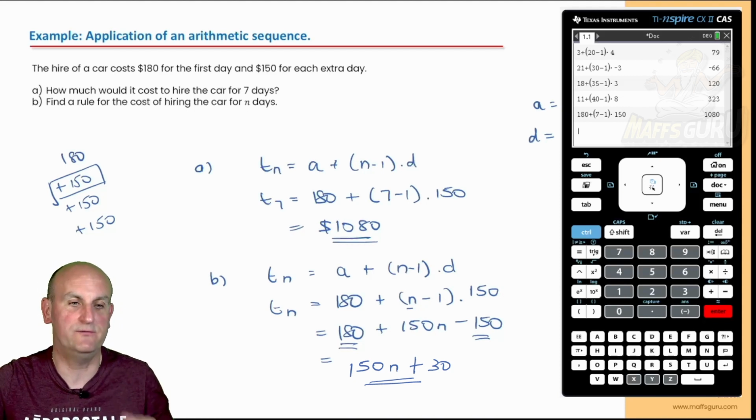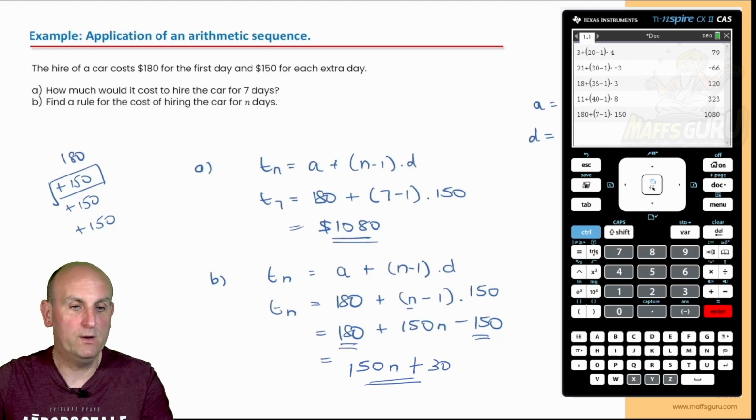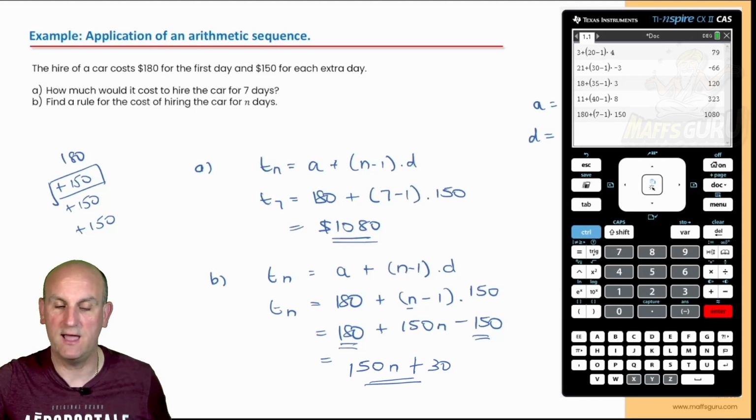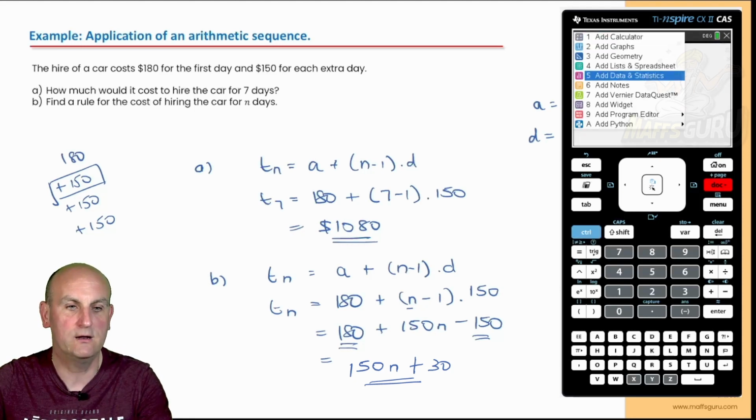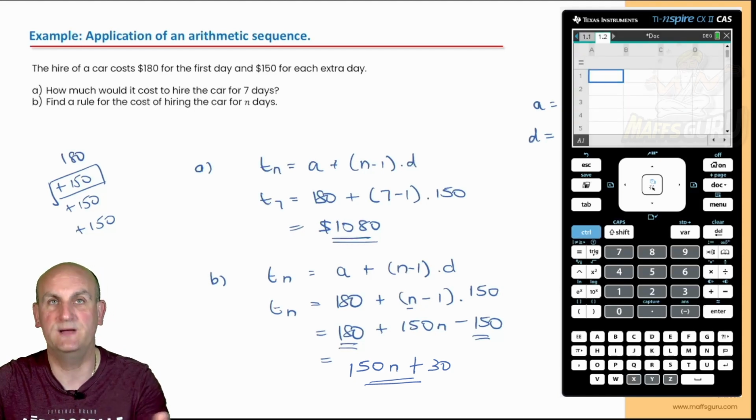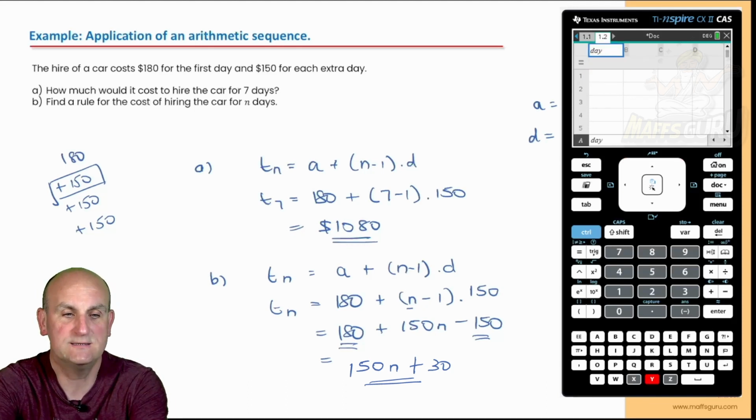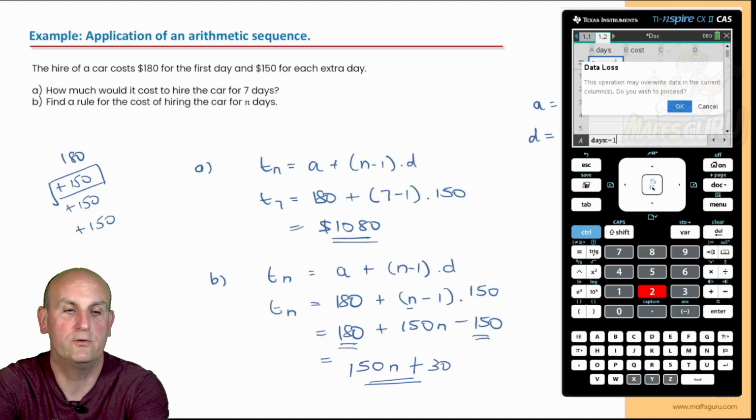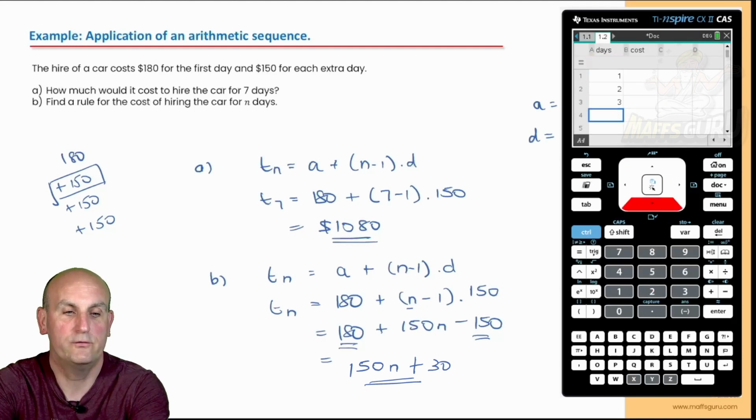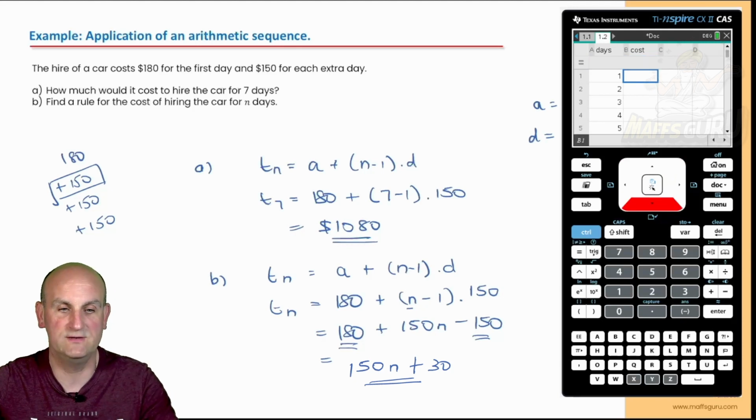I wanted to show you a different way of doing something on your calculator, and that's creating a sequence. And what I'm going to do is actually let's create this hire car sequence. So I'm going to go Control Doc, and I'm going to do a list and spreadsheet. And obviously for the ClassPad, you can actually load up your sheets, I believe. So here I'm going to do days, and here I'm going to do cost. All right, so let me see, there's 1, 2, 3, 4, and 5 days.